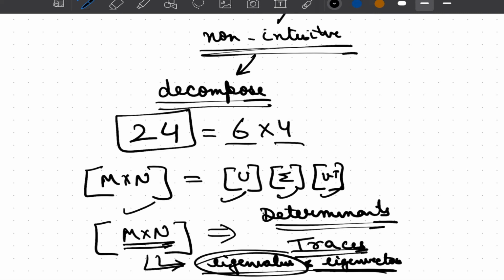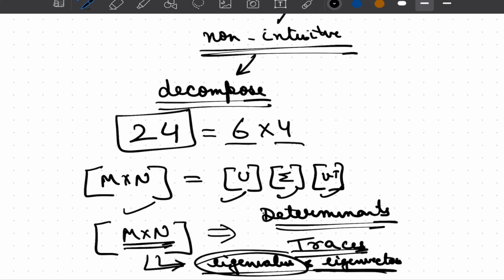Now, the word eigen itself means characteristic. So eigenvalues, if we expand it, would mean the characteristic values of a given matrix, and hence we will use this as an important attribute to understand matrices in simpler terms.